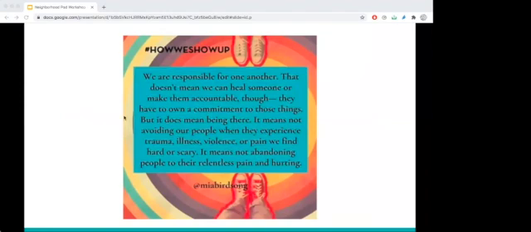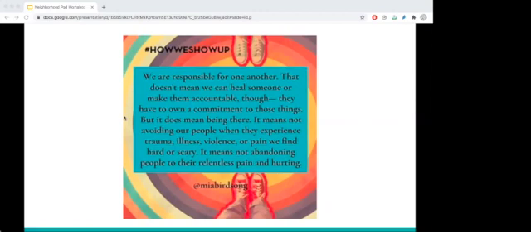So pods are kind of about how we show up for each other. Interdependence is a theme that's really integral to this idea. And this quote embodies this main idea really concisely. It says, "We are responsible for one another."